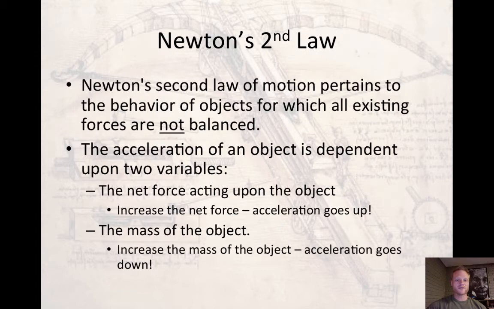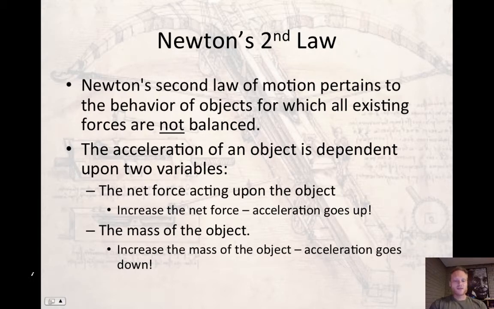Newton's second law of motion pertains to the behavior of objects for which all existing forces are not balanced. So now we're talking about objects where the forces are not balanced. Whenever a force is not balanced, there's going to be an acceleration, a change in the object's motion. Now remember, acceleration doesn't always mean speed up. It can also mean slow down. But whenever there's an unbalanced force, you're going to have an acceleration.